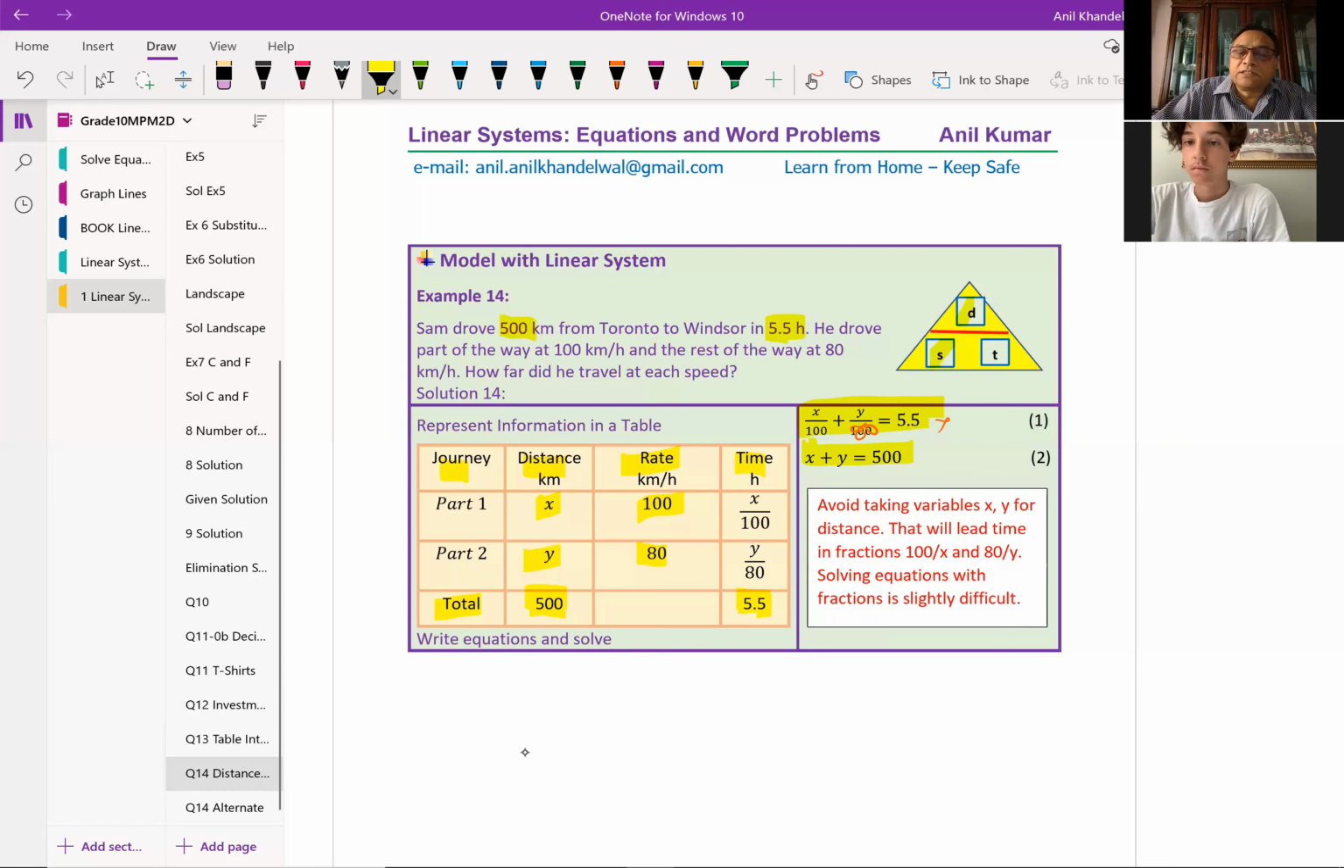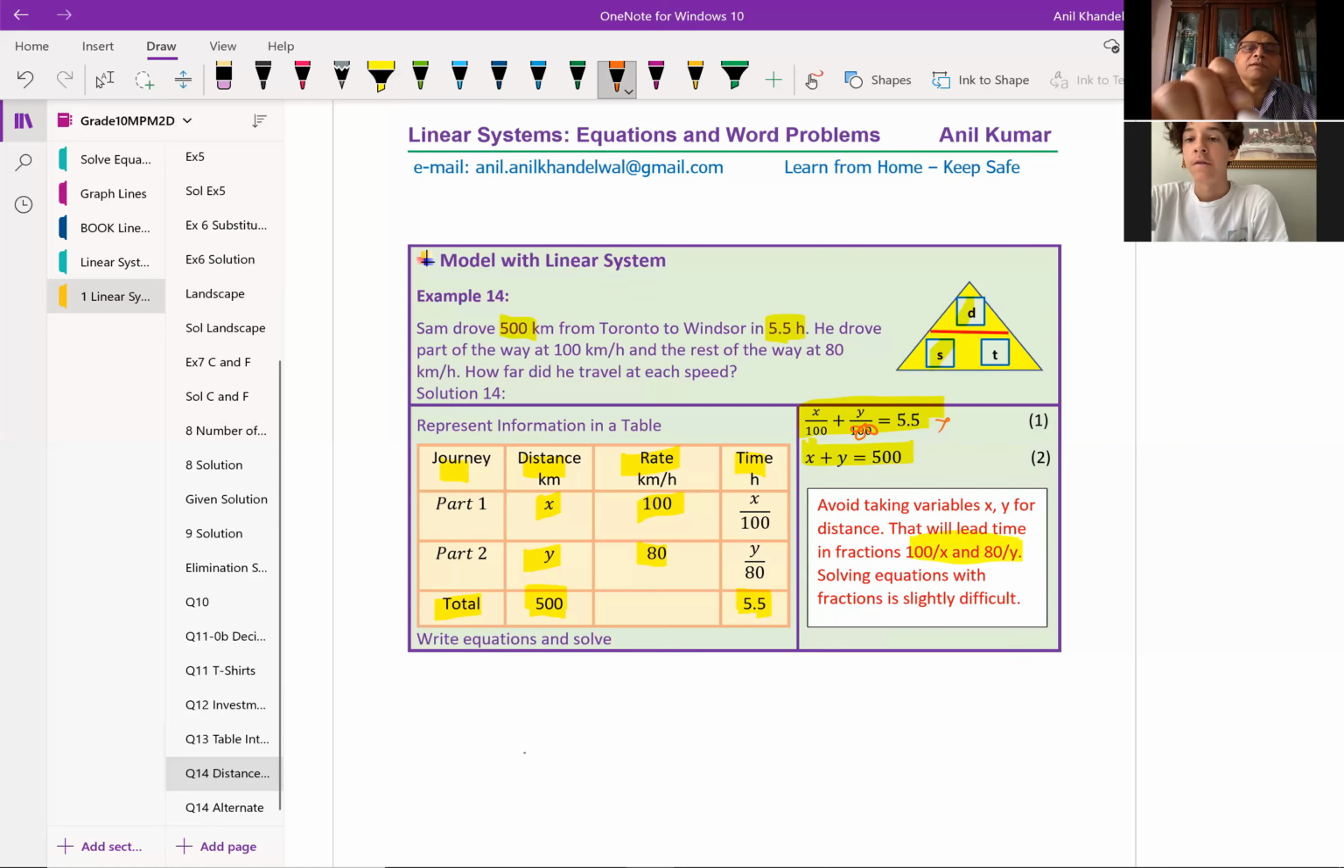Now look into this written in red. Can you please read what I've written in red here? It says, avoid taking variables x and y for distance. That will lead time in fractions, 100 over x and 80 over y. Solving equations with fractions is slightly difficult. I wrote it the other way, there are too many typing errors.